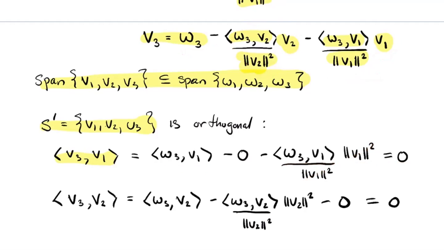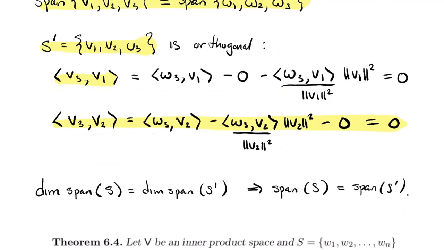That's 0. Okay, I think it's obnoxious for me to talk through all this, so I'm just going to say stop the video and verify that the inner product of V3 with V2 is also 0. Okay, so S prime is an orthogonal set. By the same reasoning, the dimensions of the spans have to be the same, so those spans actually have to be the same.